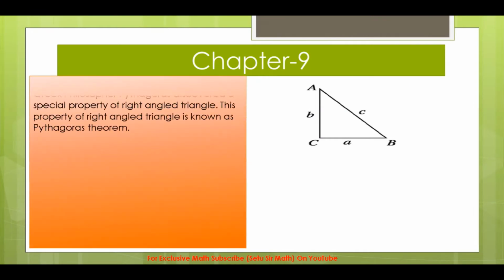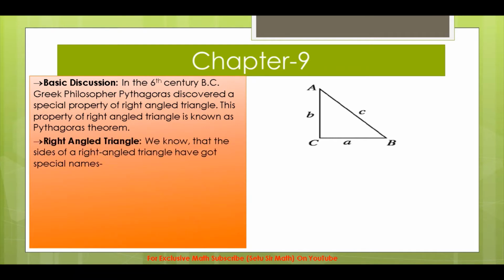Basic discussion. In the 6th century BC, Greek philosopher Pythagoras discovered a special property of right angle triangle. This property of right angle triangle is known as Pythagoras theorem. Right angle triangle. We know that the sides of a right angle triangle have got special names.